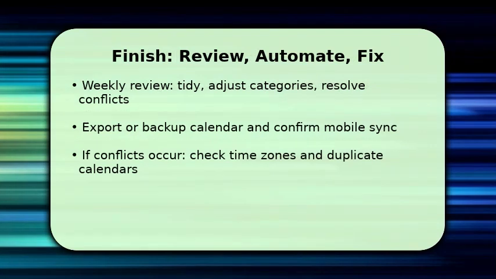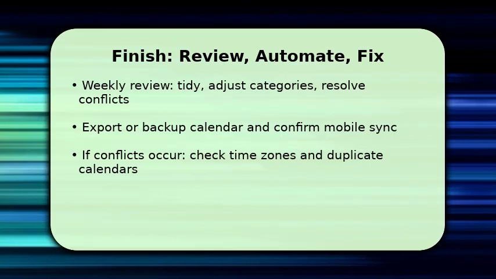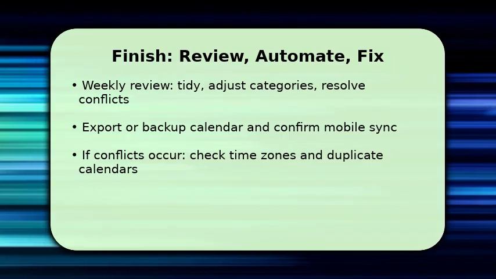That automation finish by setting a weekly review ritual. Scan the upcoming week, tidy categories, and resolve conflicts or overly long meetings. Automate where possible. Use quick steps to create event types and rules to categorize incoming invites, and export a backup or enable cloud sync so you can recover changes.